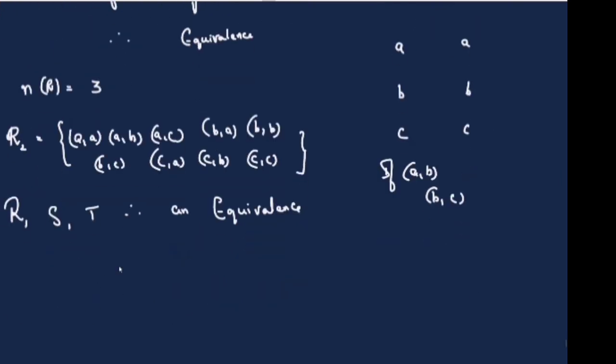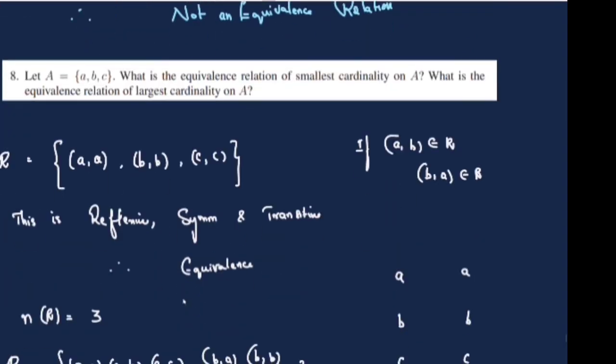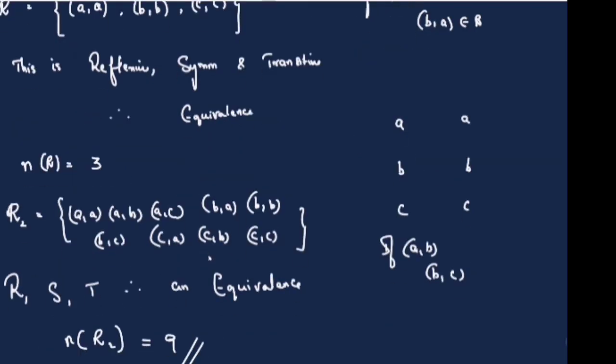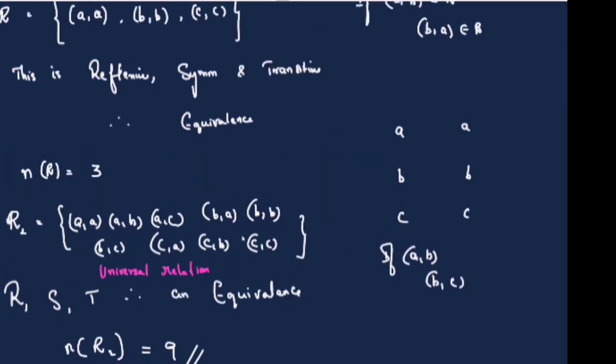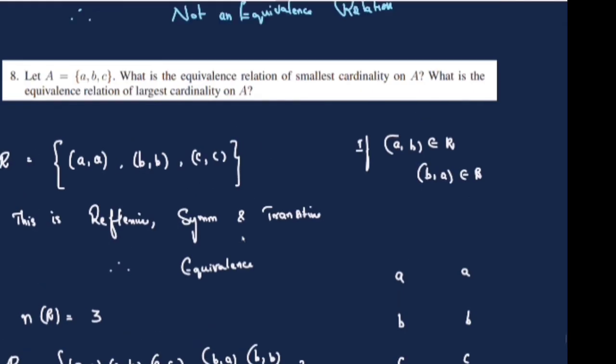What is the cardinality of this? How many elements are there? 9. What they asked is the cardinality, which means the number of elements. What is the equivalence relation of largest cardinality? That is the full relation, which is nothing but the universal relation. There are 3 elements, so 3 into 3.